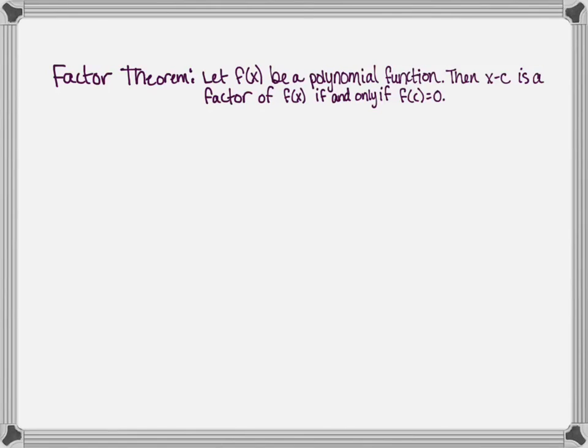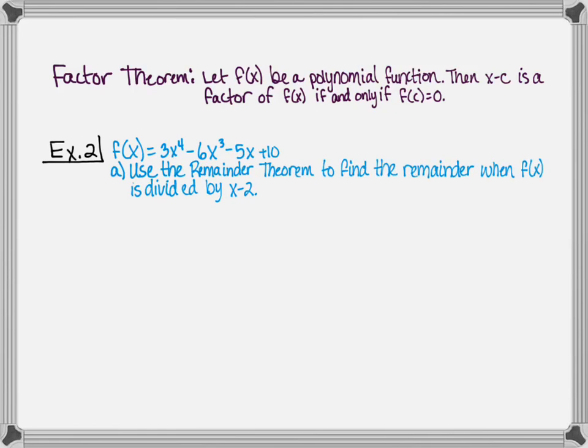Okay, the factor theorem. Let f of x again be a polynomial function. Then x minus c is a factor of f of x if and only if f of c equals 0. So if we have the polynomial function f of x equals 3x to the fourth minus 6x cubed minus 5x plus 10, let's first use the remainder theorem to find the remainder when f of x is divided by x minus 2. Okay, so here c is 2.